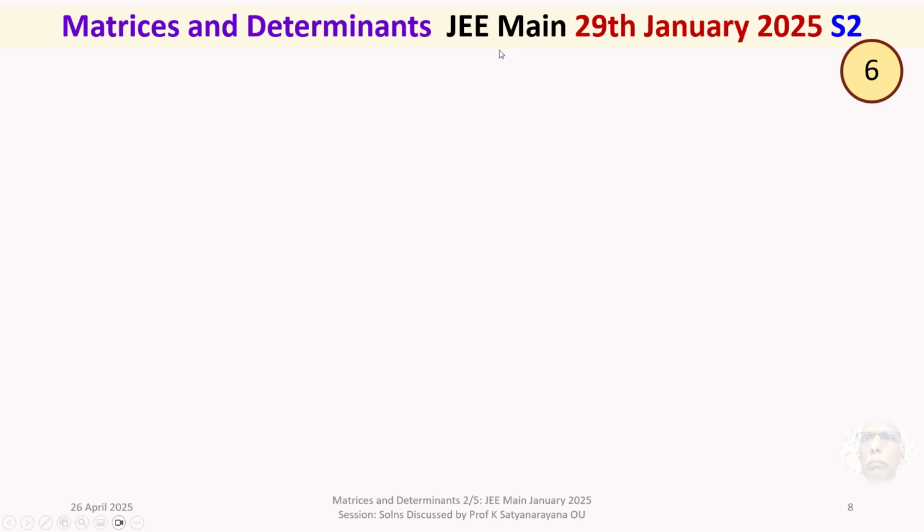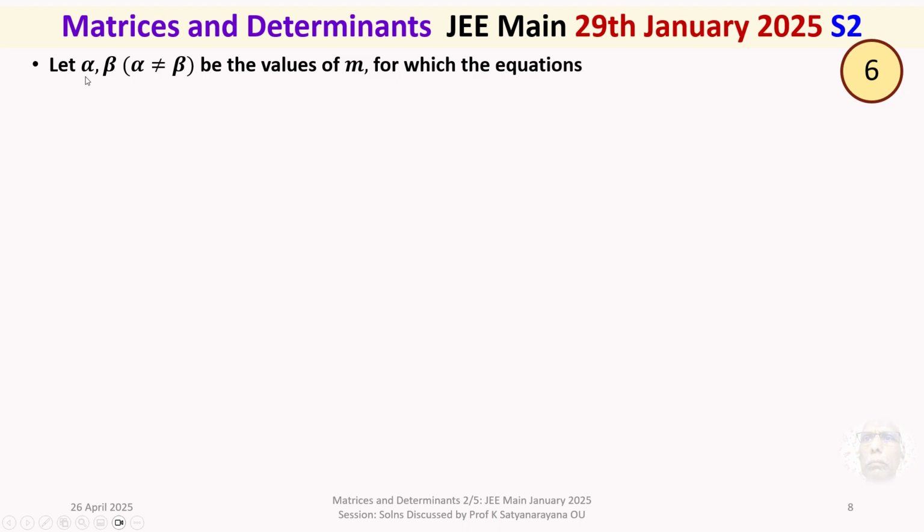This is the question that has come in JEE Main exam held on 29 January 2025 in the second shift. The given question is, let alpha comma beta, alpha not equal to beta, be the values of m for which the equations, 3 equations are given in 3 unknowns, and first equation is equal to 1, the second equation is equal to m, the third equation is equal to m square.